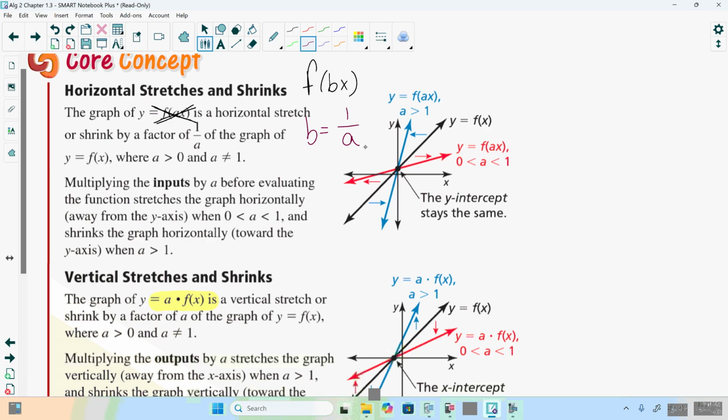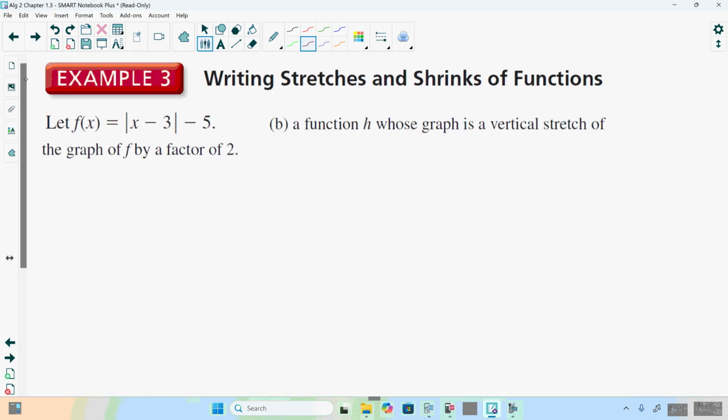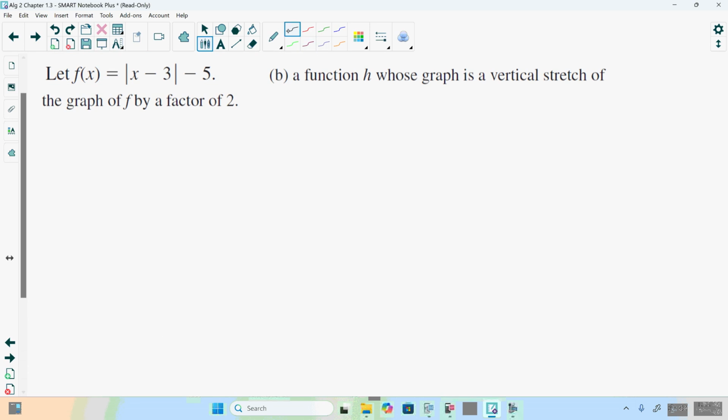So multiplying the inputs of a before evaluating the function stretches the graph horizontally, where a is between 0 and 1, and it shrinks it when a is greater than 1. Again, double letters kind of mix things up, opposite of what we think. But before we delve too far into horizontal stretch or shrink, let's look at vertical. Let f of x equal the absolute value of x minus 3 minus 5. And we want to write a function h whose graph is a vertical stretch of the graph of f by a factor of 2.